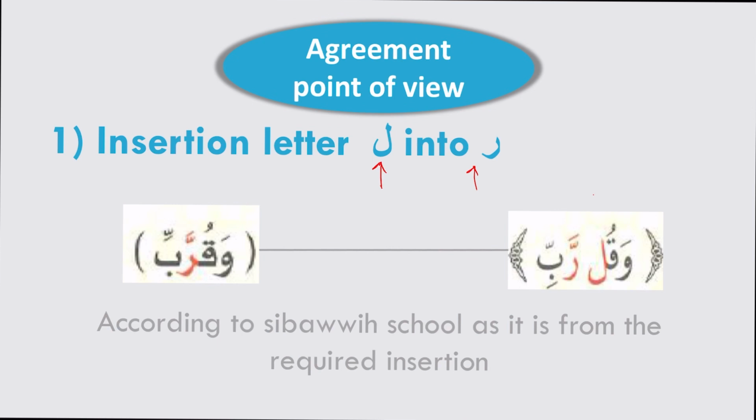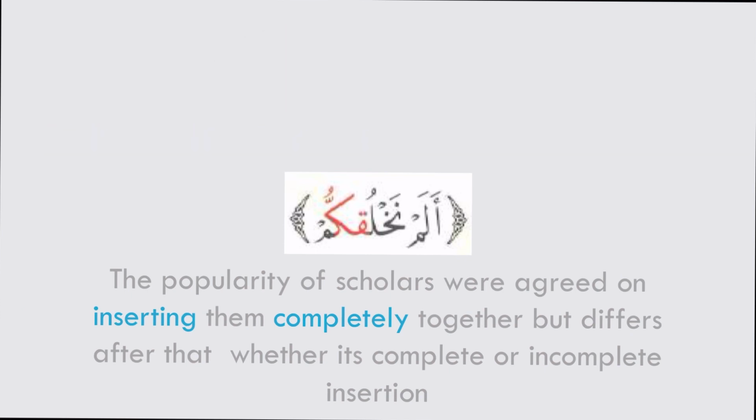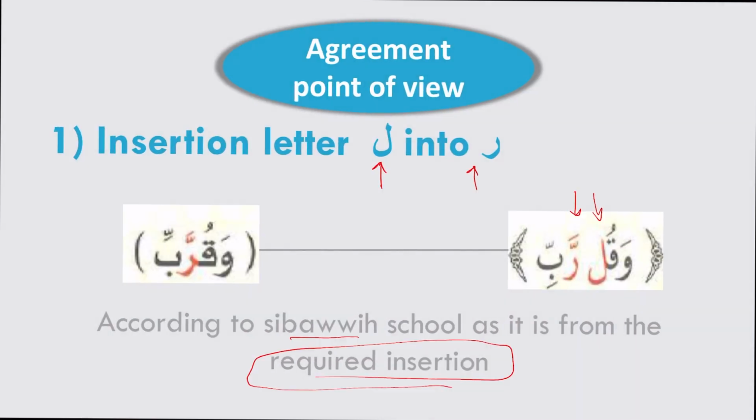So if we have lam followed by ra like this, وَقُرْ رَبِّي, in this case we have a complete insertion. Okay, so according to Sibawayh, who is one of the scholars of Arabic grammar, it is from the required insertion. So قُرْ رَبِّي is one of the required insertion. Okay, and this is concerning the agreement point of view.